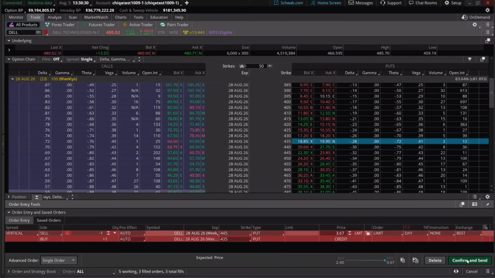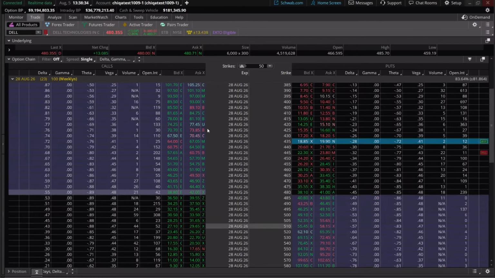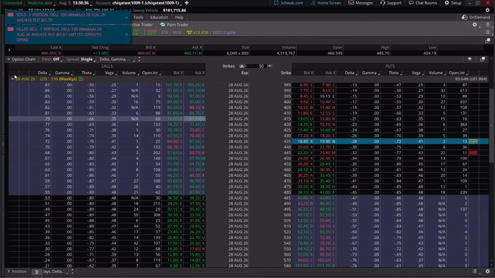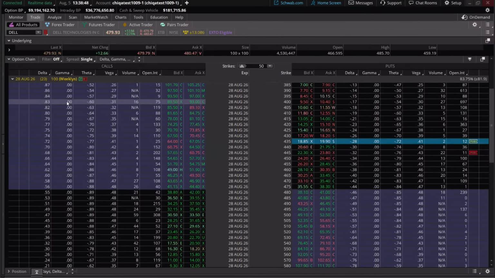So we're going to hit confirm and send, and we're going to send this to our price patterns class, and we're going to hit send. Okay. And we got a fill. Awesome. Okay. So as long as the price of the stock stays above 445 by expiration, we are collecting that entire premium, which was $367.